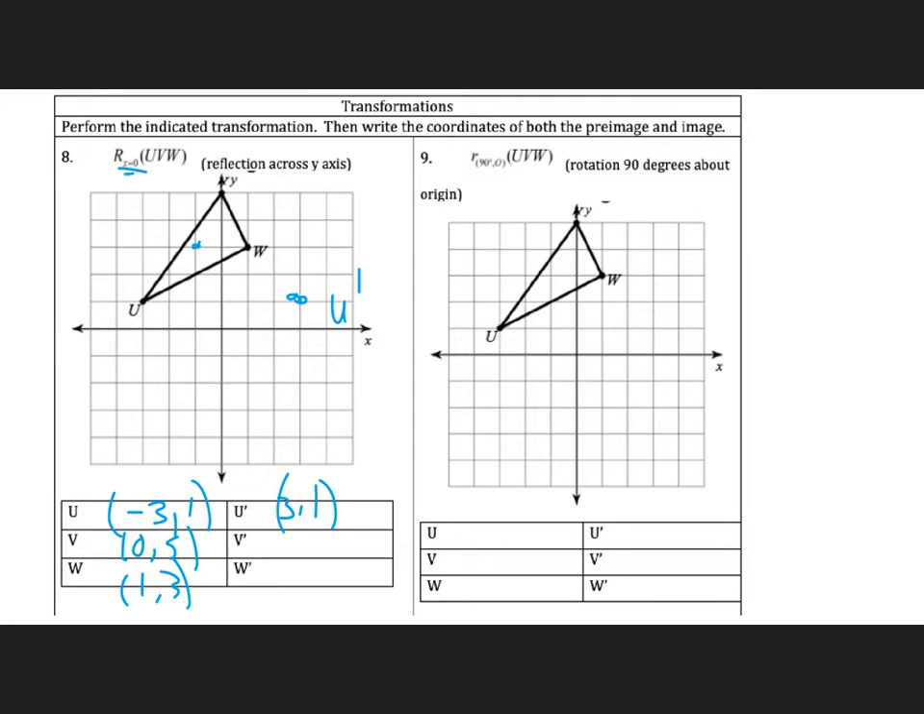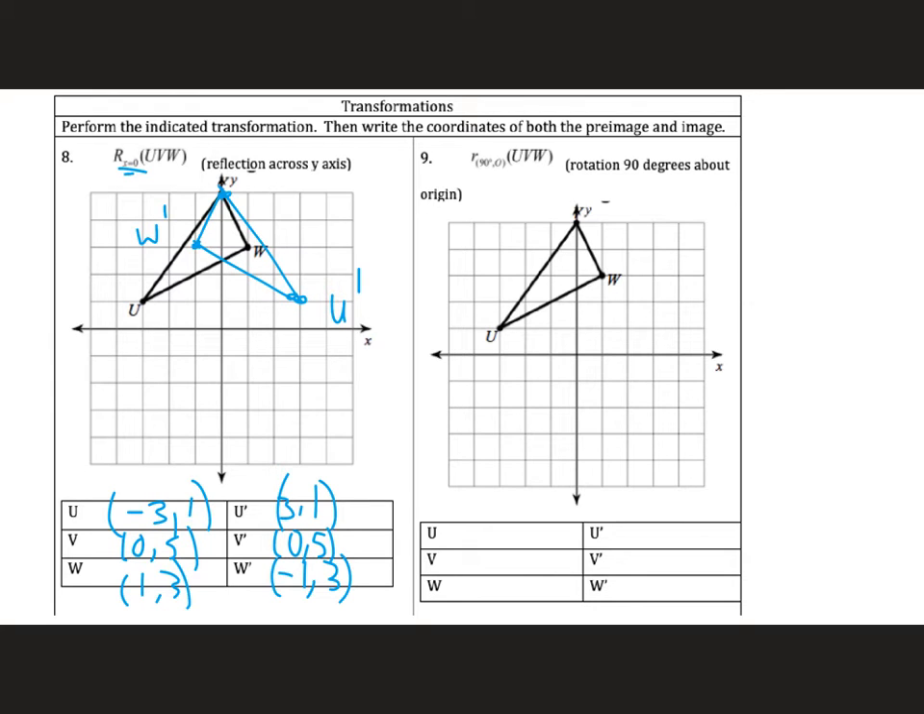W is 1 away, so that's going to be W prime, negative 1, 3. Oops, put it in the right place, silly. And then V is not going to change locations, so 0, 5. I did it. Let's go ahead and connect the dots.